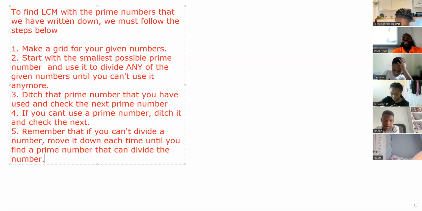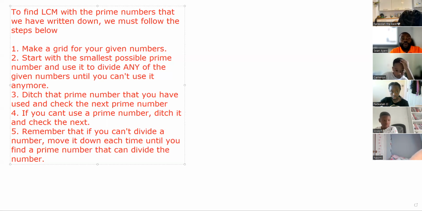I know these steps may not make sense to you yet, but when I start using it, you will see it will make sense. First one says, make a grid for the given number. We make a grid. Start with the smallest possible prime number and use it to divide any of the given number until you can't use it anymore. And if you can't use it anymore, what do you do? You ditch it, you throw it in the bin. Why? Because we cannot use it anymore.